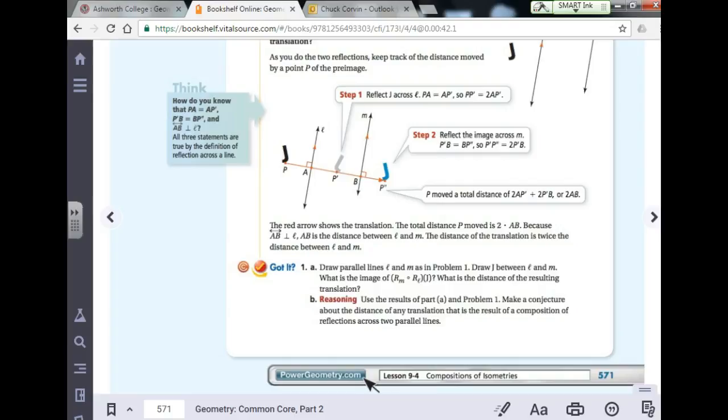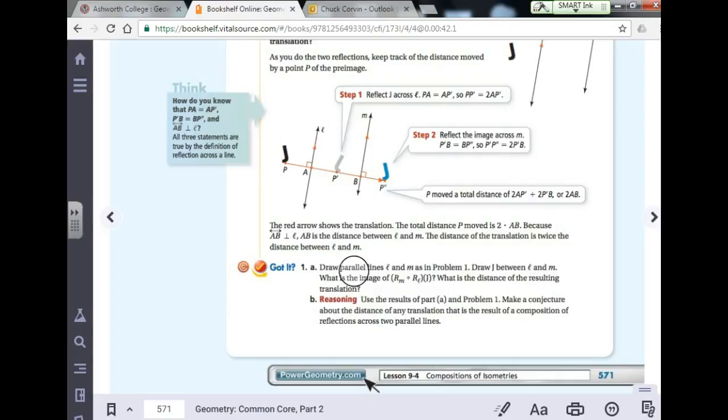All right? Now, if you'll notice, once it gets reflected again, it's just as though you slid that a distance of 2AB over here. Because a double reflection, which they call a composition of reflections, just means two reflections back to back, and it ends up being just one big translation or slide.